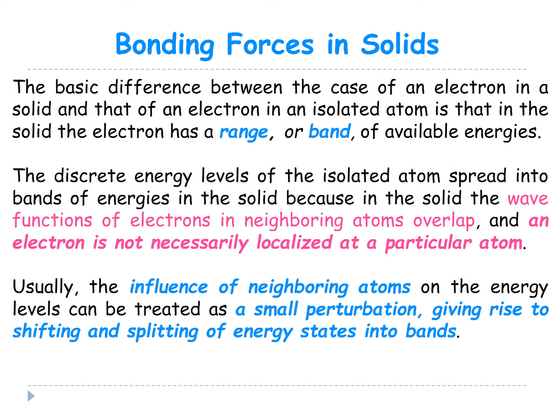Now in chapter 2, we looked at the case of an electron in an isolated atom, where we said that the nucleus consists of protons, which are positively charged, and neutrons, which are neutral. And around the nucleus, we have electrons orbiting in a wave manner, like that, around the nucleus.